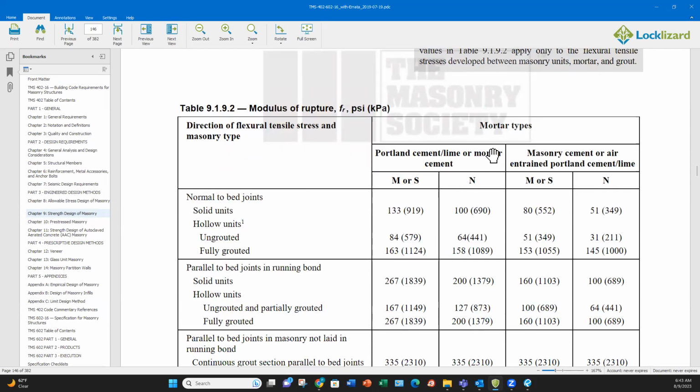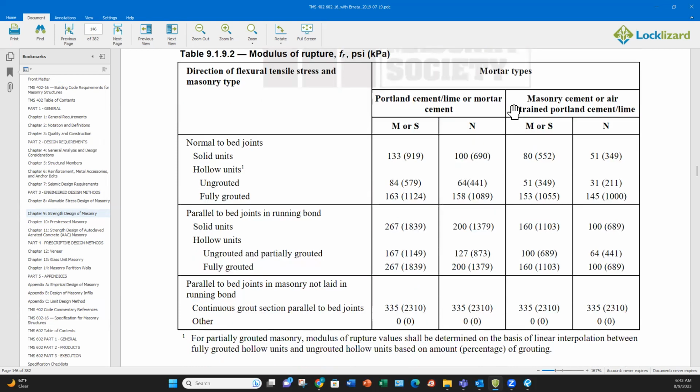So either Portland cement lime or mortar cement, or masonry cement or air-entrained Portland cement lime. And so you'll see that in this table, it's also based on our direction of flexural tensile stress and masonry type. So if we have a wall spanning vertically, then our tensile stresses would be normal to our bed joints. And if we are ungrouted, like we would be for a partition wall, if we are using a type N masonry cement, we get 31 PSI for our modulus of rupture value. If we are using type N mortar cement or a Portland cement lime mortar, we get 64. So we get over double the value of modulus of rupture. So a lot more capacity out of those mortar types.